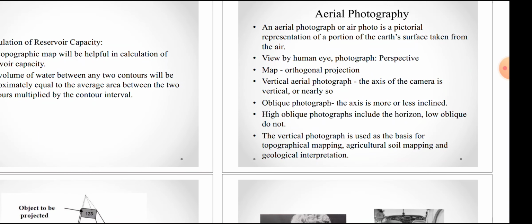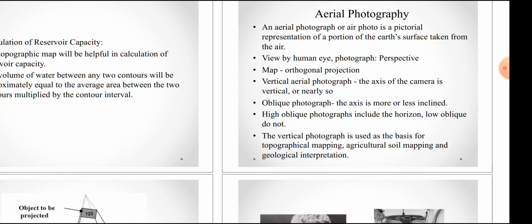Aerial photography. An aerial photograph or air photo is a pictorial representation of a portion of the earth's surface taken from the air. View by human eye, photograph perspective, map, orthogonal projection. Vertical aerial photograph: the axis of the camera is vertical or nearly so.